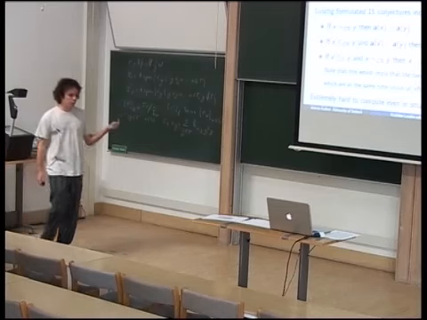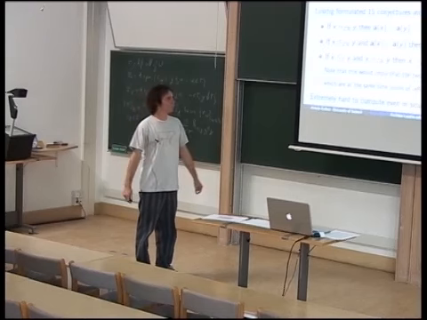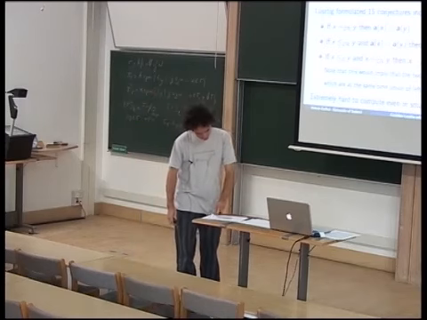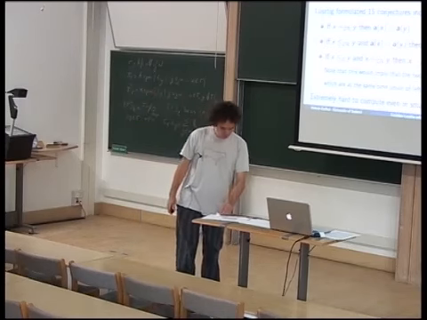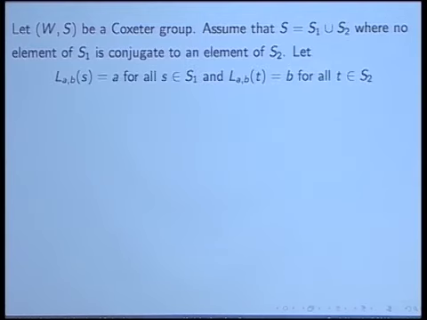So now I'm going to explain a conjecture of Bonafé, which describes how this works in a general setting. You take a Coxeter group, as usual, with a generating set S. You assume that S is a disjoint union of S1 and S2, and that no element of S1 is conjugate to an element of S2. This way, I can fix a weight function taking any value on S1 and another value on S2. Since they are not conjugate, they can be different. I can have two parameters. So I'll denote the weight function which takes the value a on S1 and b on S2 by L_{a,b}.